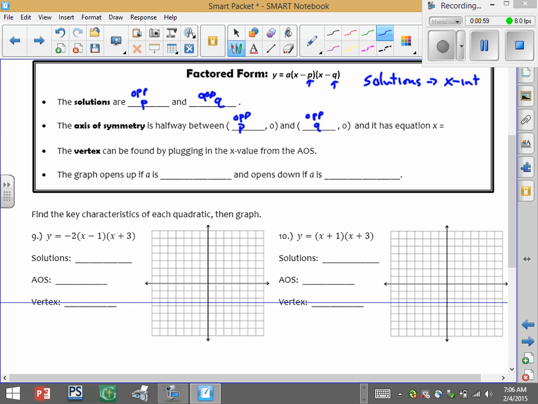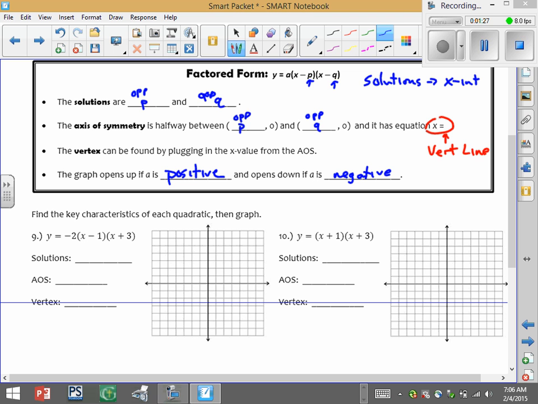And so it's going to have an equation x equals. That means, again, it's a vertical line. Then we can find the vertex, kind of like we did with standard form, by plugging in the x value from the axis of symmetry. As we've seen over and over again, the graph will open up if a is positive, and it will open down if a is negative.